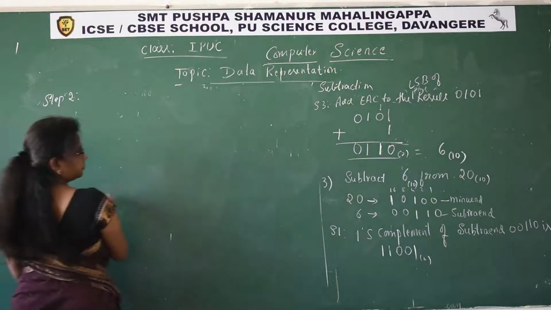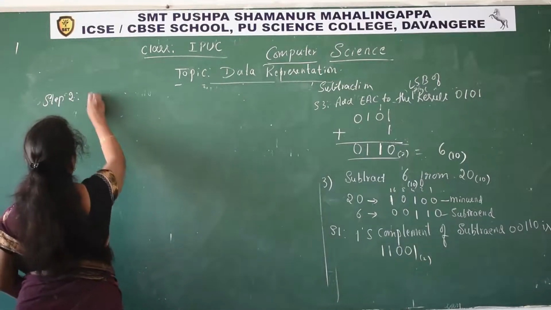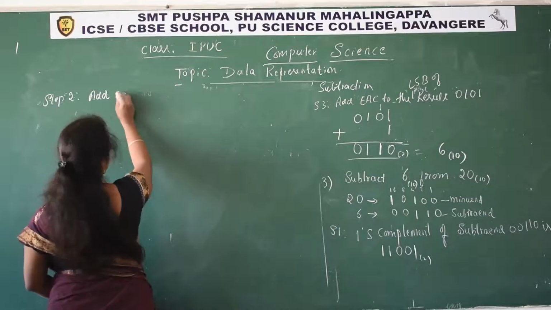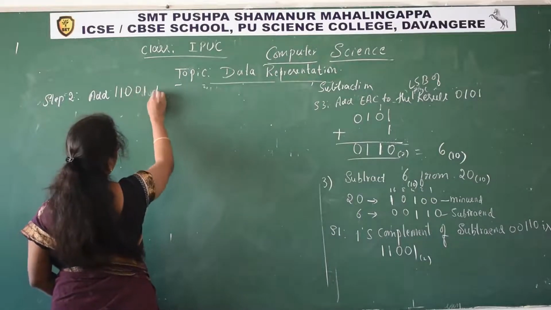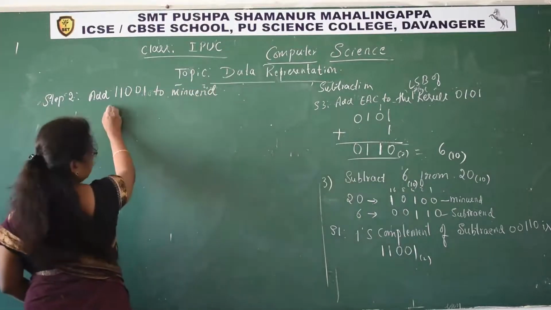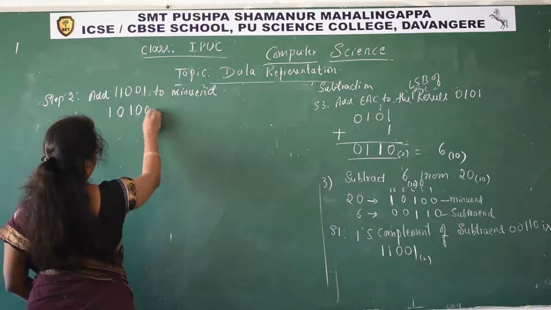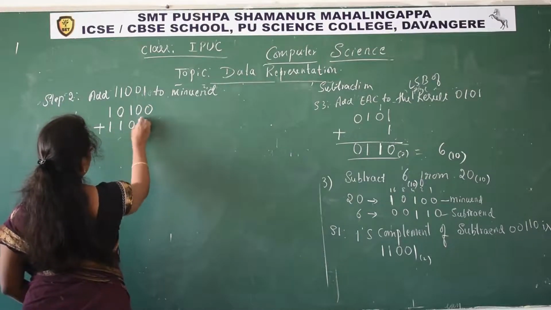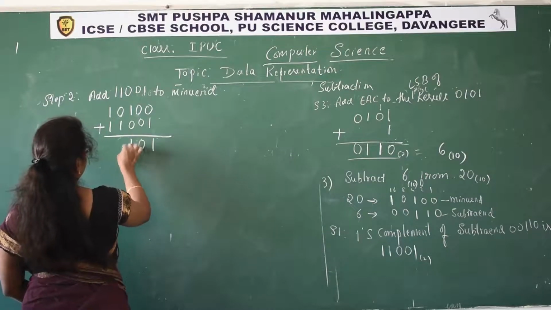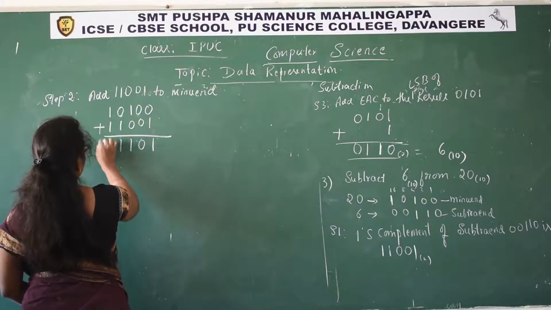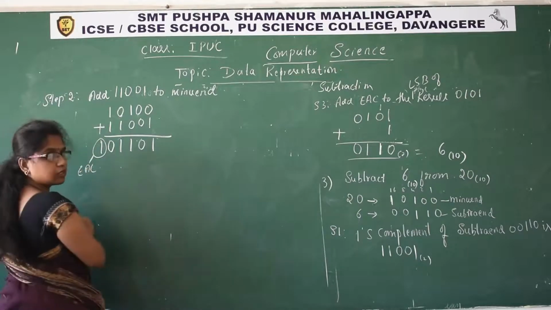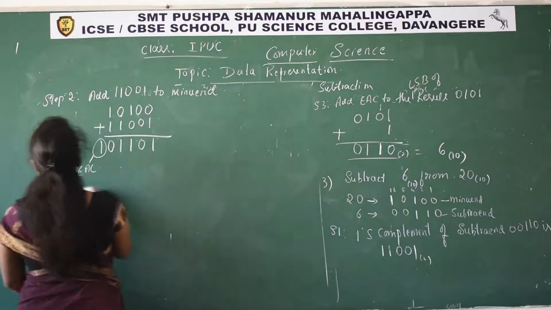Step 2, add 11001 to the minuend. 10100 plus 11001. 0 plus 1 is 1, 0 plus 1 is 1, 1 plus 0 is 1, 1 plus 1 is 0, carry 1. So this is called end around carry. We have to add this end around carry to the result.